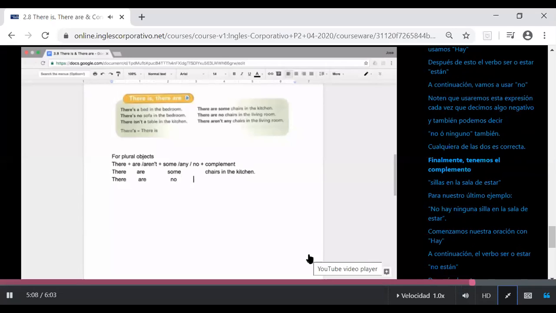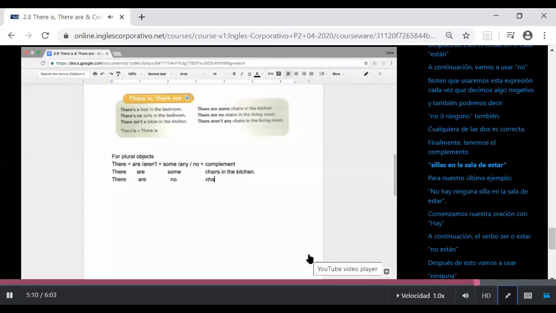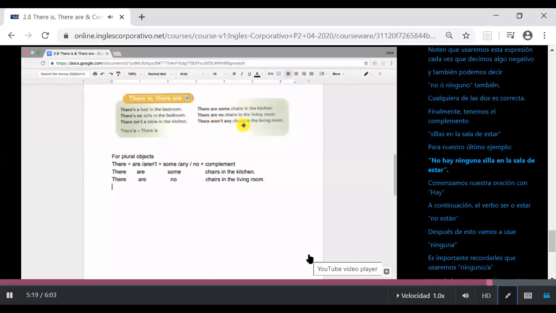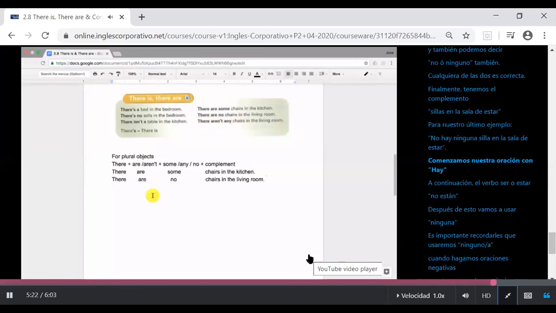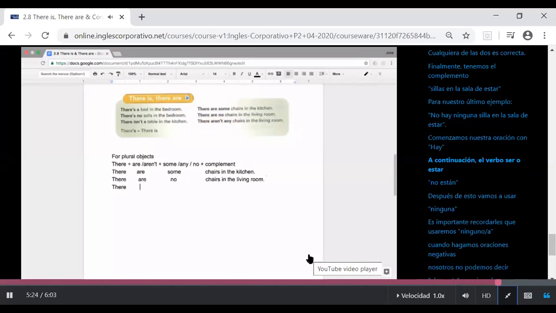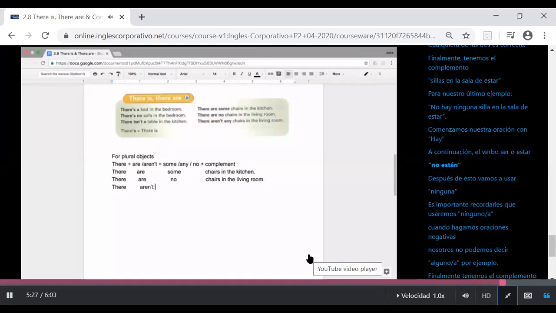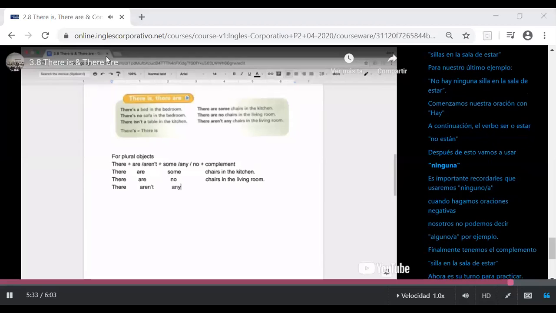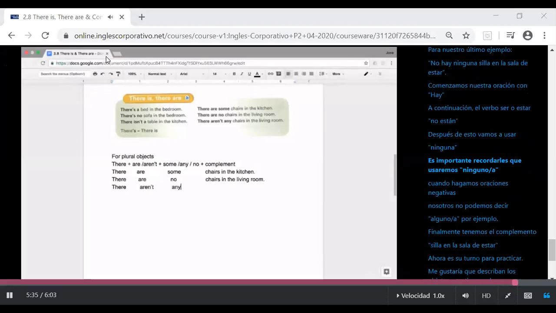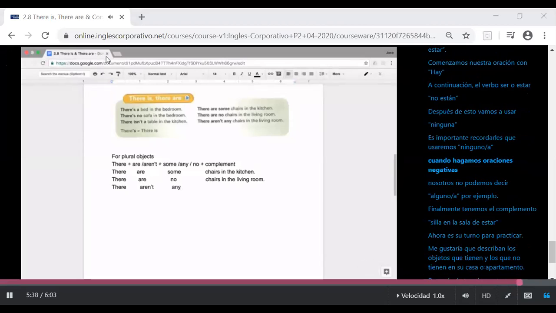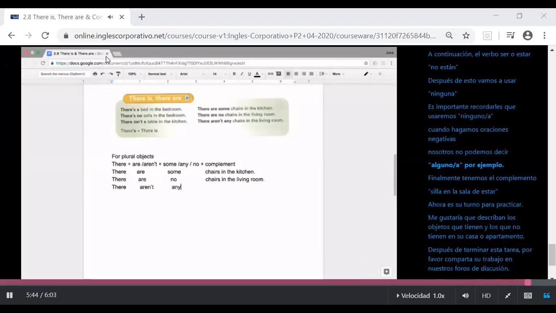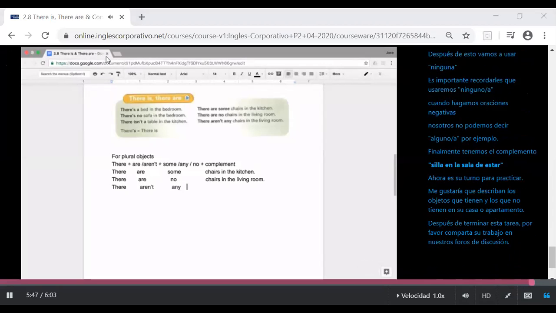Finally, we have the complement, chairs in the living room. For our last example, there aren't any chairs in the living room. We start our sentence with there. Next, the verb to be, aren't. After that, we're going to use any. It's important to remind you that we will use any whenever we're making negative statements. We can't say some, for example. Finally, we have the complement, chairs in the living room.